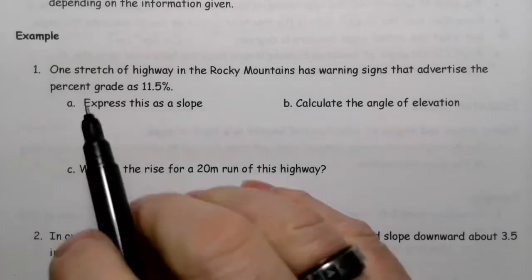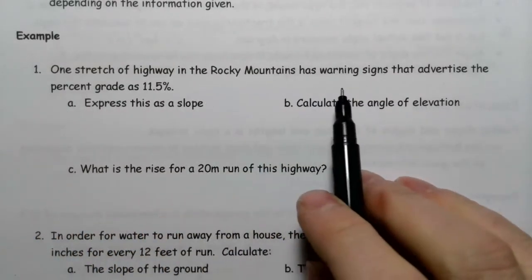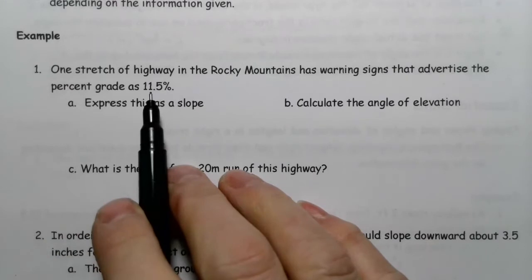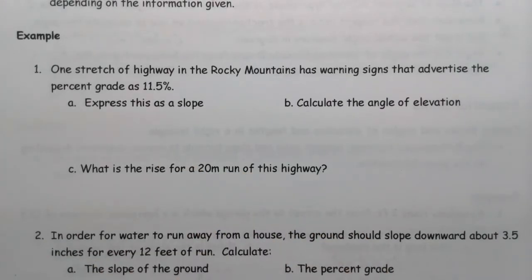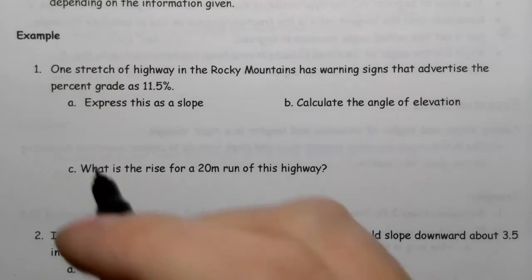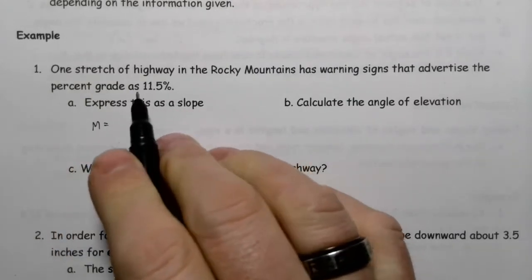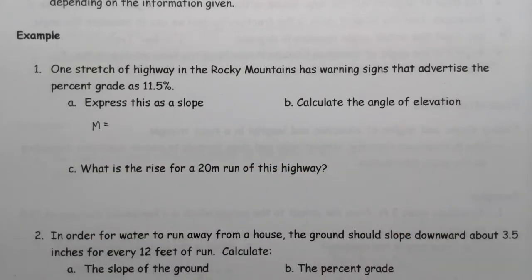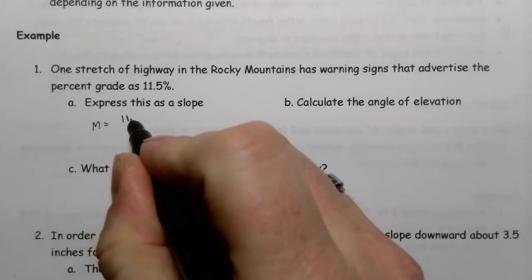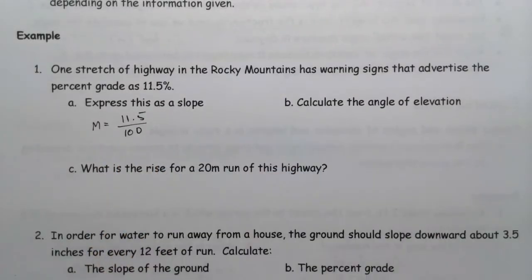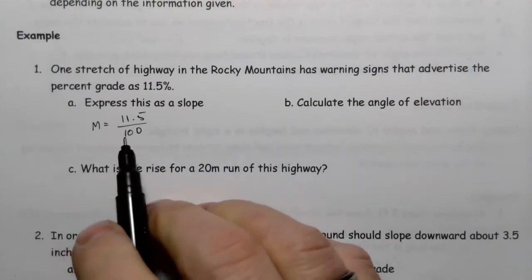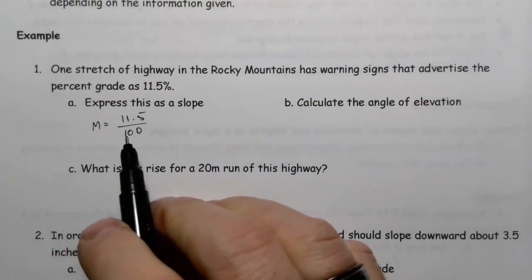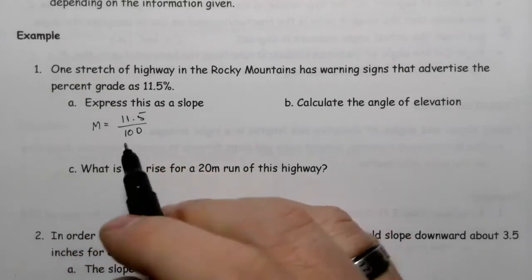All right, so this question says, one stretch of highway in the Rocky Mountains has warning signs that advertise a percent grade as 11.5%. Now, we're going to express this as a slope. Remember, a slope is rise over run. It's expressed as a fraction. So if we know that the percent grade is 11.5%, what we're going to do is convert that into a fraction. So that is 11.5 over 100. Now, that's not the best way to express a fraction, with a decimal in it.